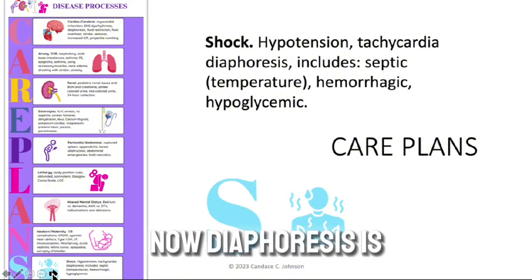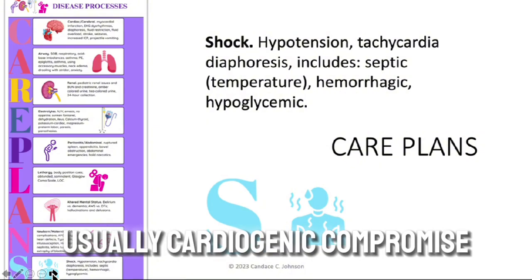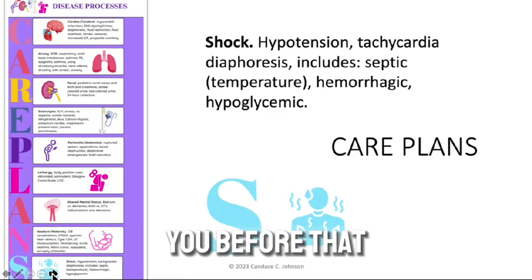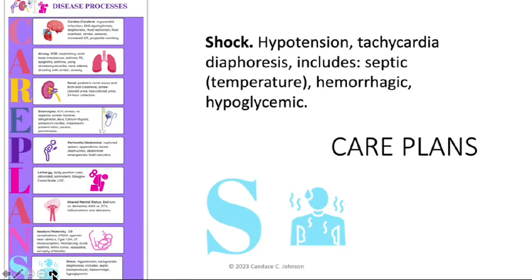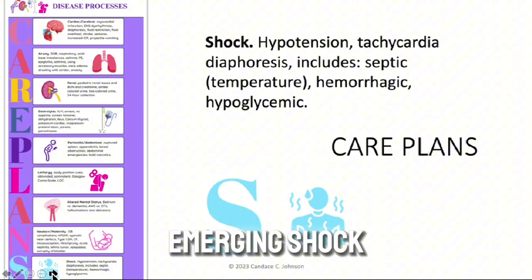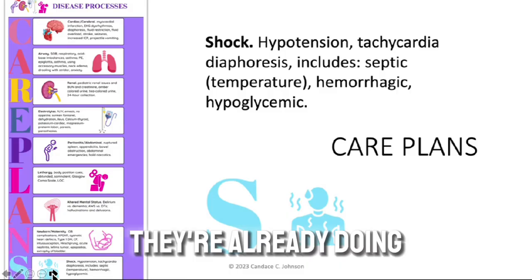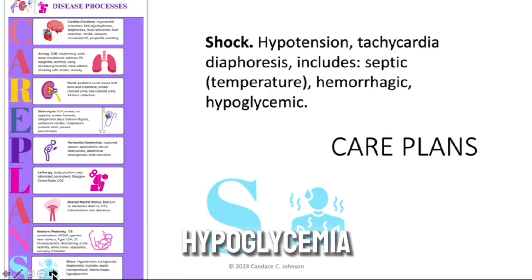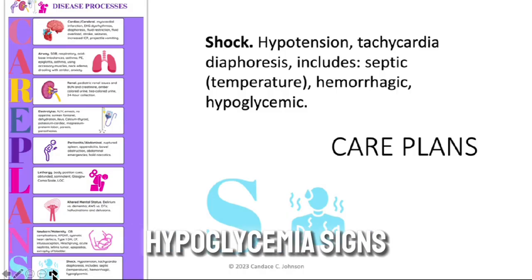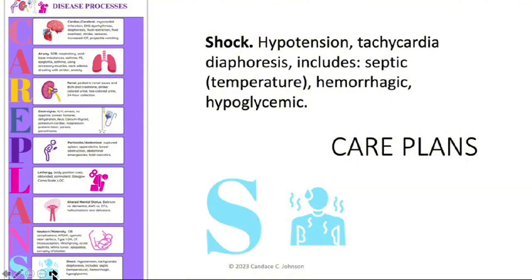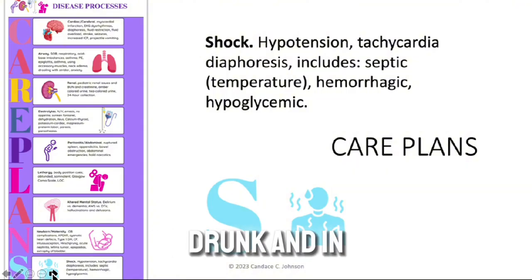Okay. Now, diaphoresis is usually cardiogenic compromise, like I told you before. That could be a sign of shock. Okay. That could be a sign of emerging shock, particularly if the patient is hypoglycemic. Now, if the patient is hypoglycemic, they're already doing things that show hypoglycemia, right? What are the hypoglycemia signs? Drunk and in shock. Okay. Thanks to Mark K, we have that. Let's use that. Drunk and in shock.